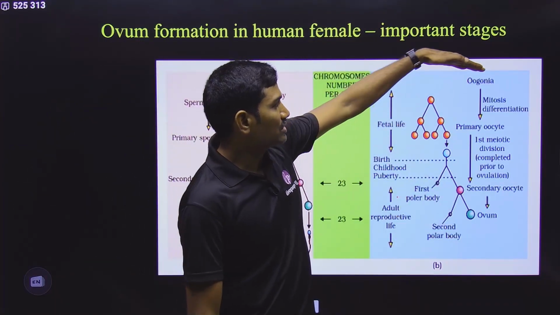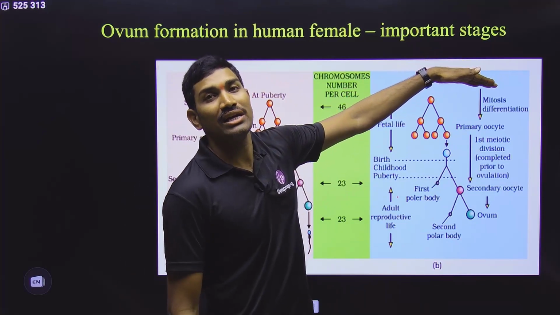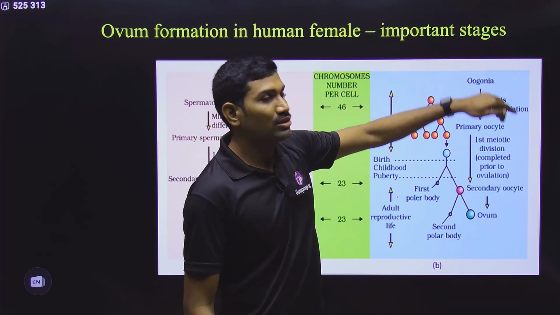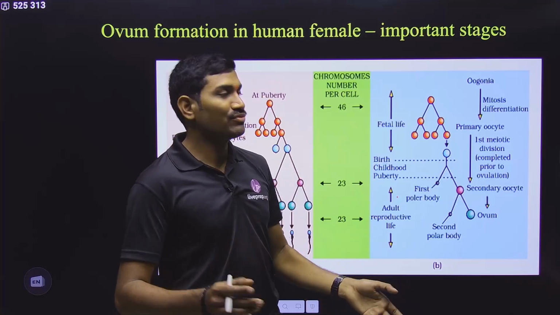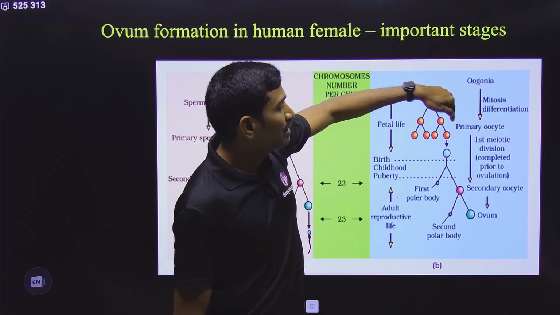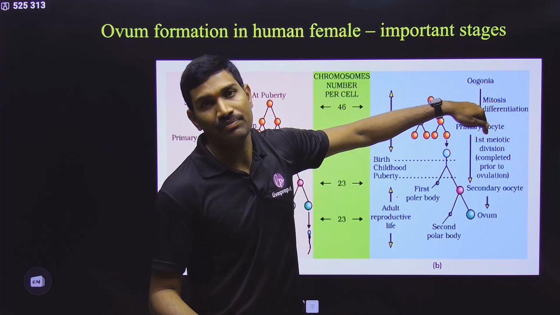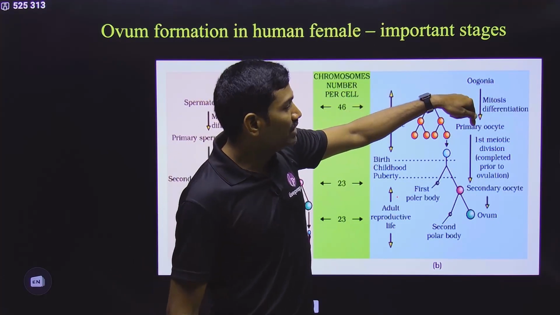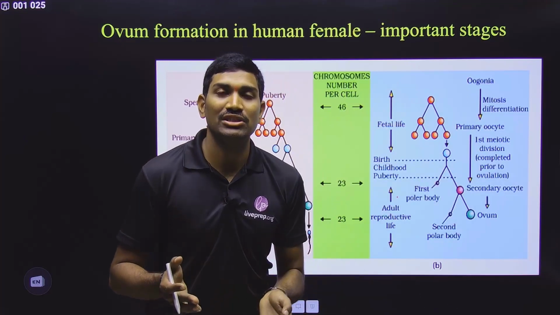In the oogenesis process, the initial cells are called oogonia. These also divide by mitosis, not meiosis. Here also they produce many cells of the same type, and some of them undergo differentiation to develop into the primary oocyte. This is also a diploid cell. Primary oocyte is also a diploid cell. Now it undergoes the first meiotic division.